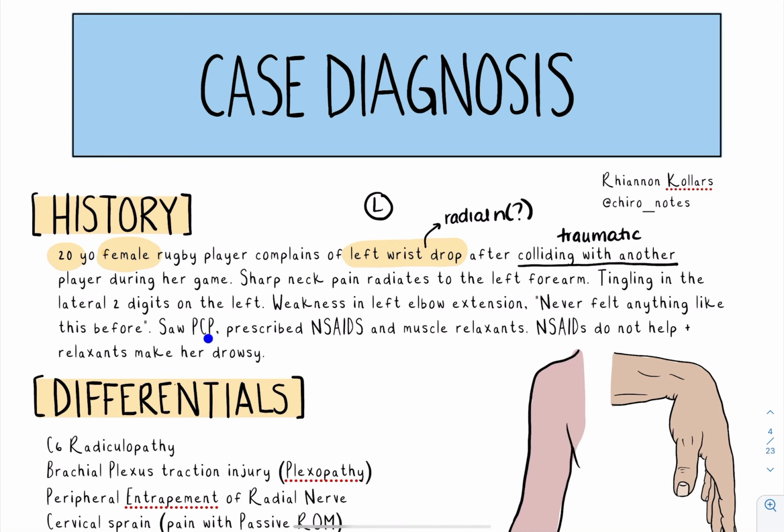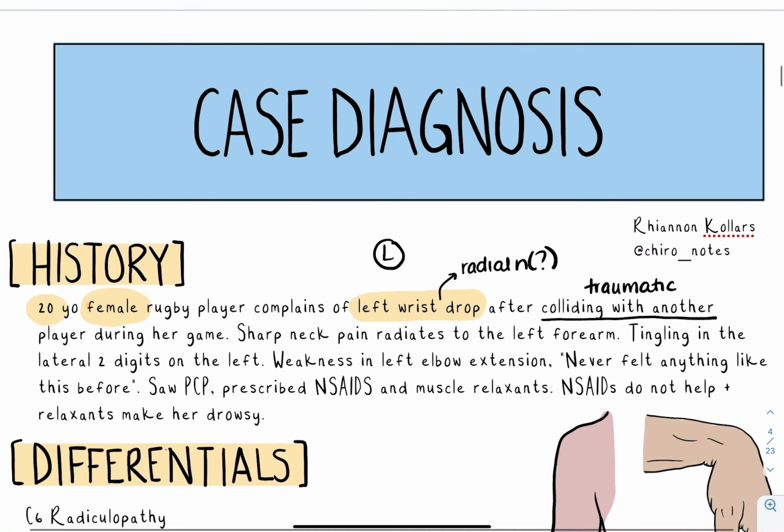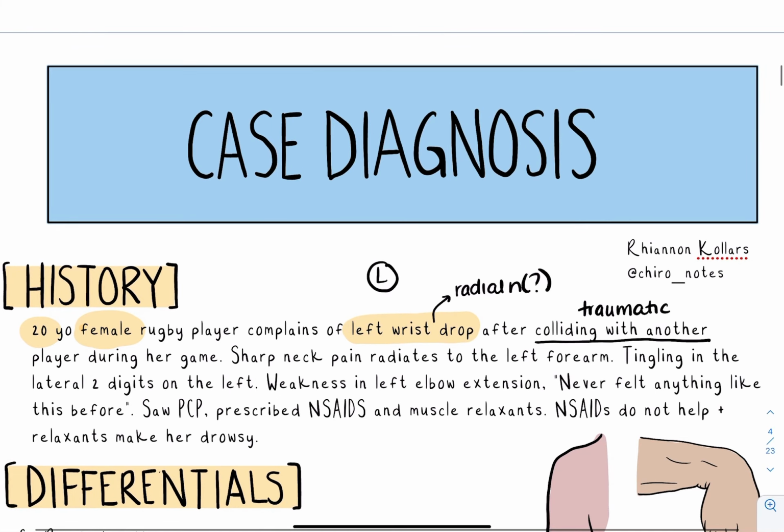She saw her PCP and was prescribed NSAIDs and muscle relaxants. She said that the NSAIDs do not help and the relaxants make her drowsy, so she comes to you because she wants to see if there's something else she can do besides take the medication. I want you to take a second before we look at my differentials, and think to yourself, what would be the first thing you would do in your office for this patient? What would be some follow-up questions you would ask? What are some of the differentials that are already in your head?